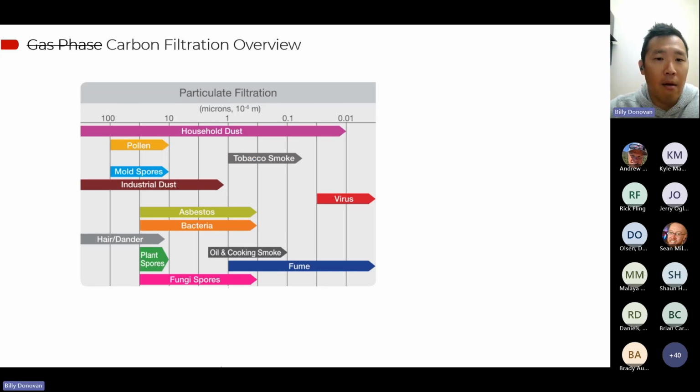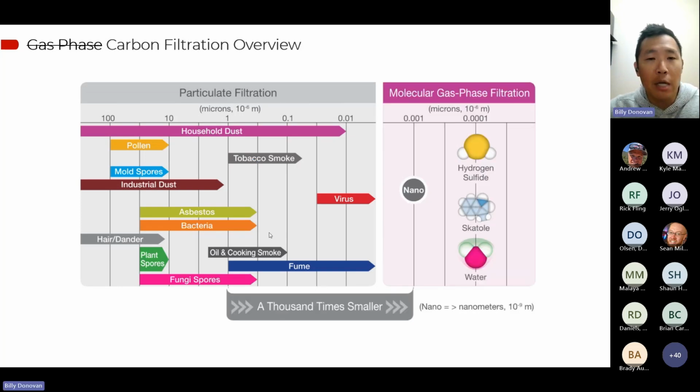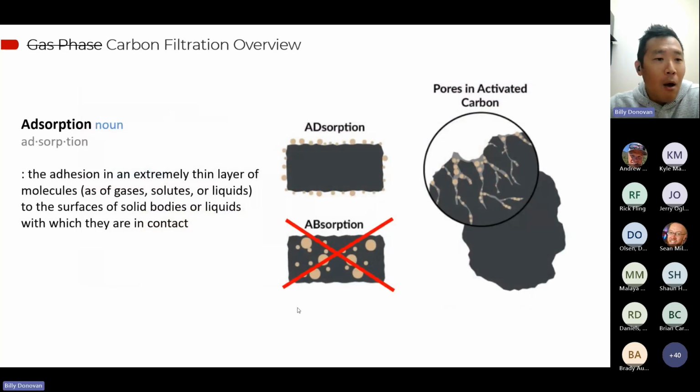Gases, on the other hand, are much smaller than the particulates that we use HEPAs and ALPAs for. About 10,000 to 1,000 times smaller than those sizes of particulates. So there's just no way that a HEPA filter or an ALPA filter is going to be able to capture a gas. It's just not even close. All right, so how can we filter contaminants on the molecular level?